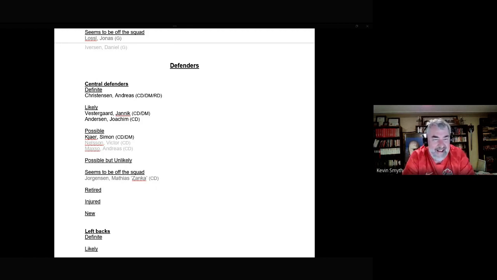Okay, so that is Joachim Andersen, a likely candidate. And now we'll move on to Simon Kjær. So he's a big name for Denmark. He's the captain of the team. So I really do think he will be on the squad if he is fit.